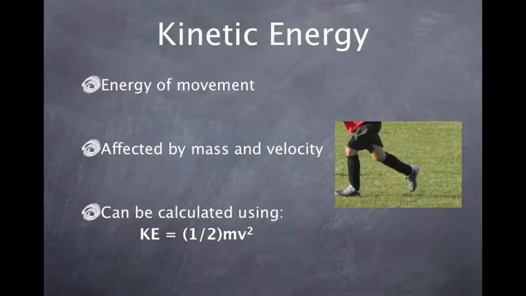Kinetic energy is the energy of movement. If an object is moving, it has kinetic energy. If an object is not moving, it does not have kinetic energy. It is affected by mass and velocity. The formula that you have on the star chart is KE equals 1/2 mv squared, where KE stands for kinetic energy, half is just a term, and then you have mass and velocity squared. It is important to realize that the squared term applies to the velocity only. So velocity has a much, much bigger impact on kinetic energy than does mass, but mass still is an important part.